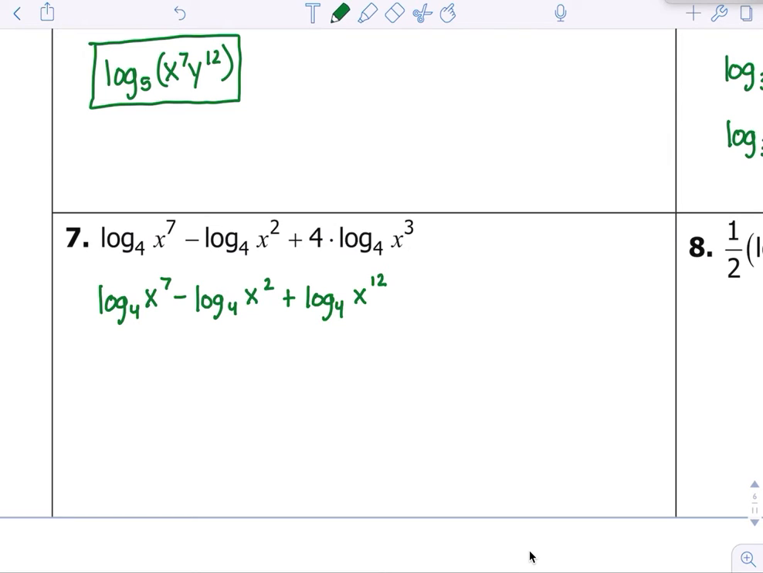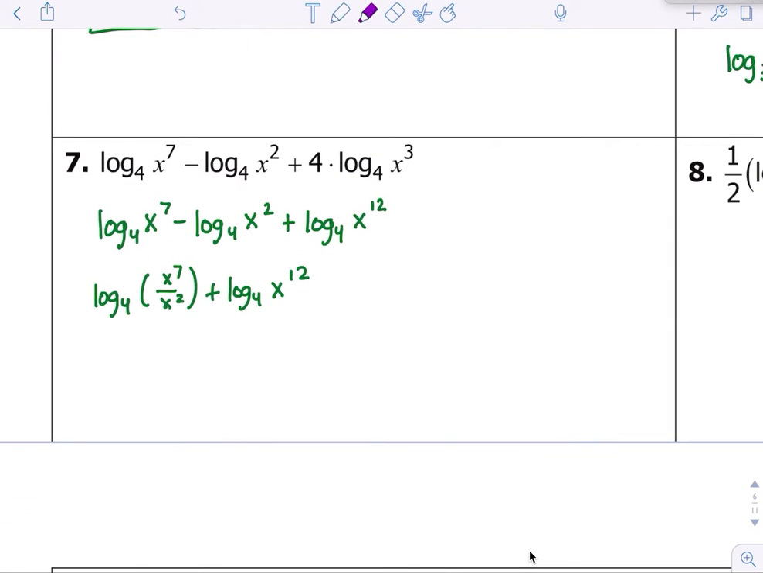Now, let's just go from left to right. So let's do these two. So we're going to have log base 4, since it's subtraction, you guys are going to be doing quotient rule. So x to the 7th over x squared plus log base 4 of x to the 12th. I could simplify that, you guys, so that's going to be log base 4 of x to the 5th plus log base 4 of x to the 12th.